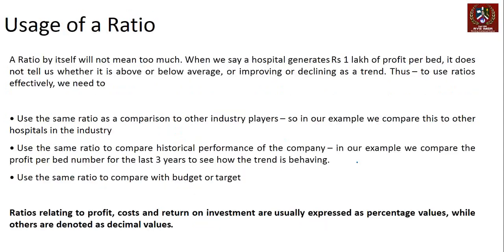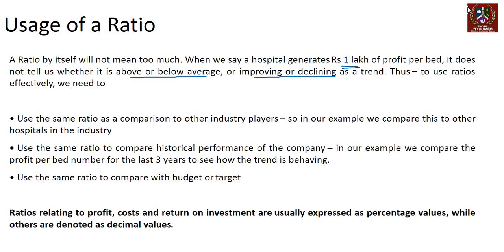Now, think of it. By itself, it doesn't mean too much. So when we say that a hospital generates rupees 1 lakh of profits per bed, it does not tell us whether it is above or below average. It does not tell us whether it is improving or declining as a trend, right? So effectively, it doesn't give us any information more than the fact that it's a number that we have calculated by using two numbers.